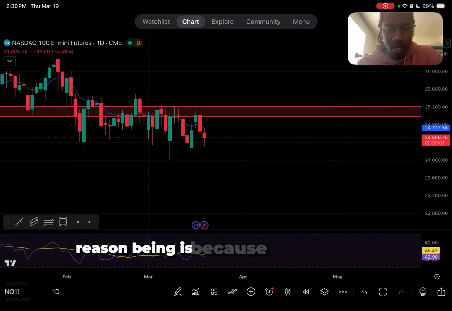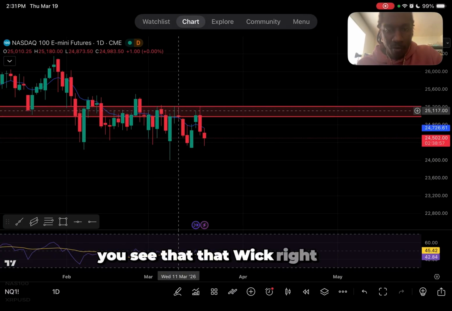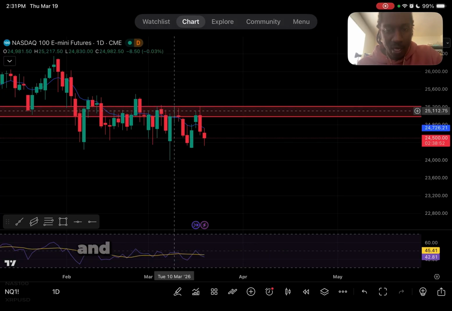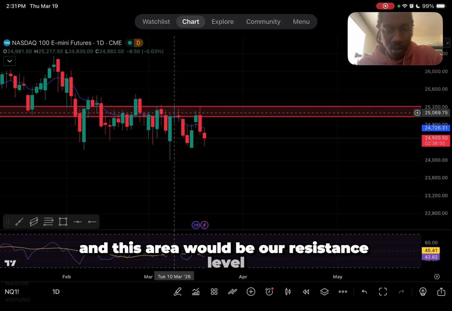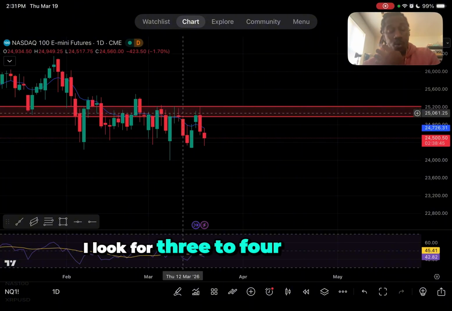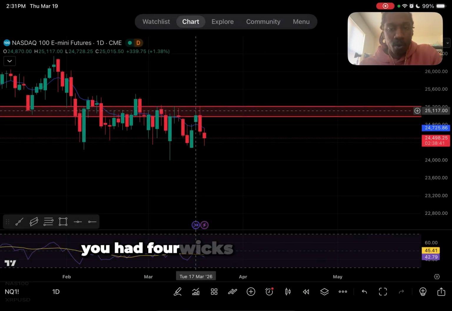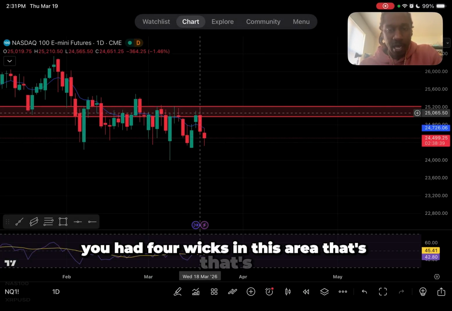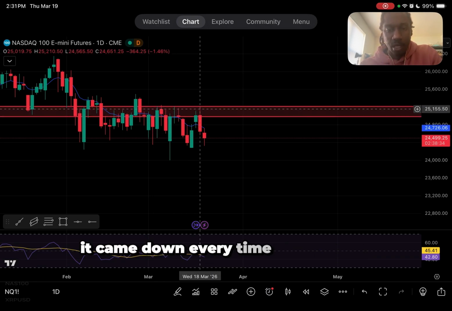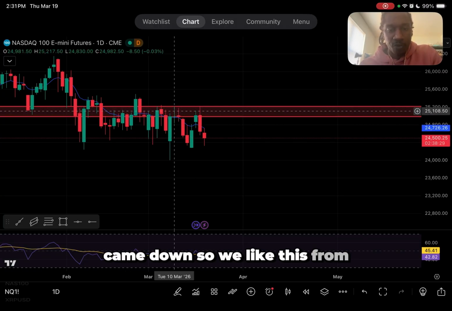The reason being is because of this little area right here, you see that wick. The top of this line would be our resistance line, and this area would be our resistance level. So you got 1, 2, 3, 4. I look for 3 to 4 wicks or touches. You had 4 wicks in this area. That's a good resistance area, because you see how every time it hit, it came down. Every time it came into this area, it came down, came down, came down. So we like this, especially from this point on.